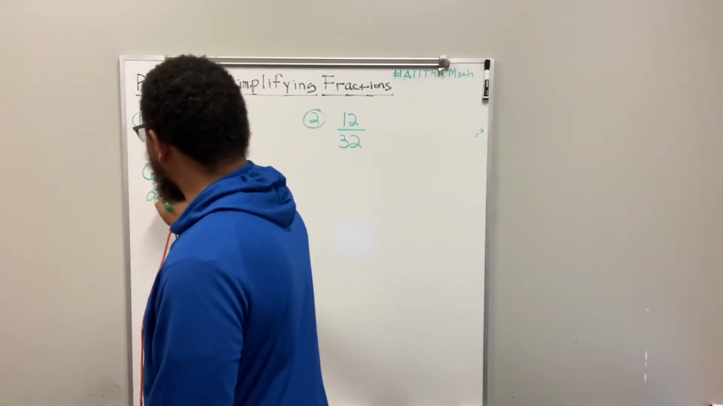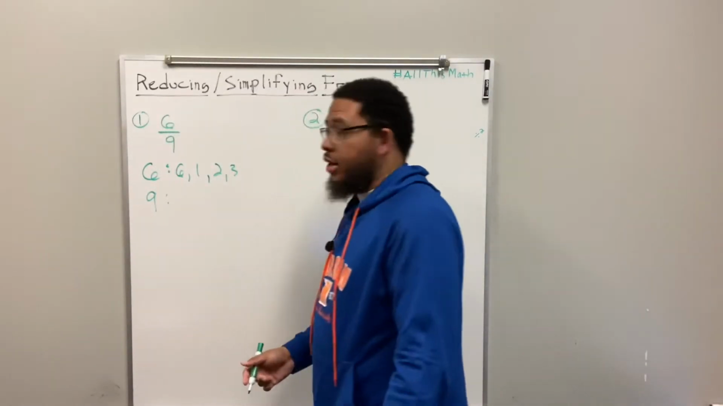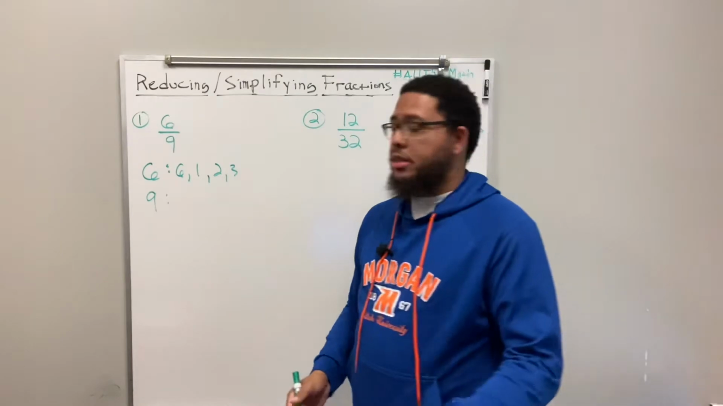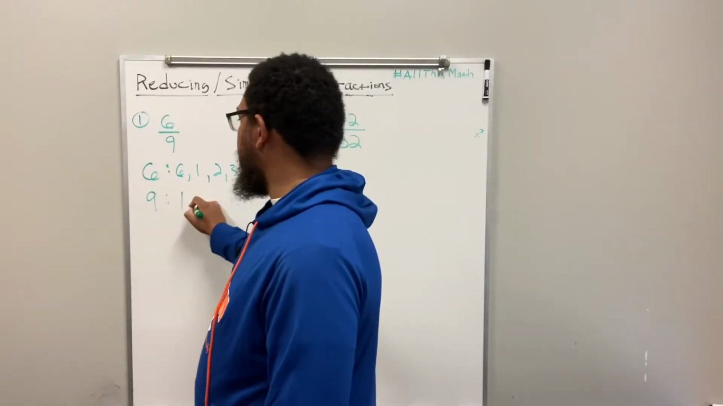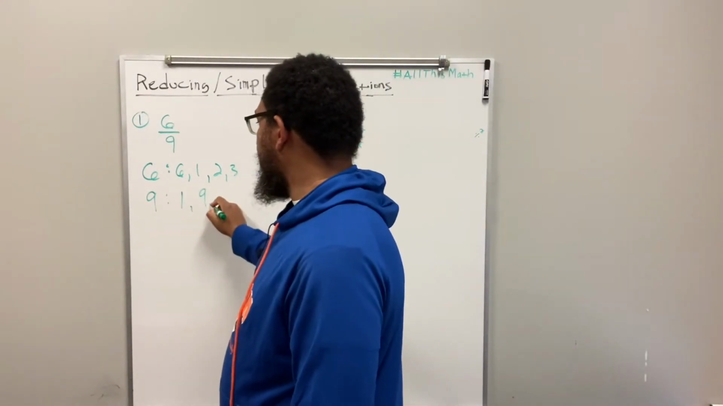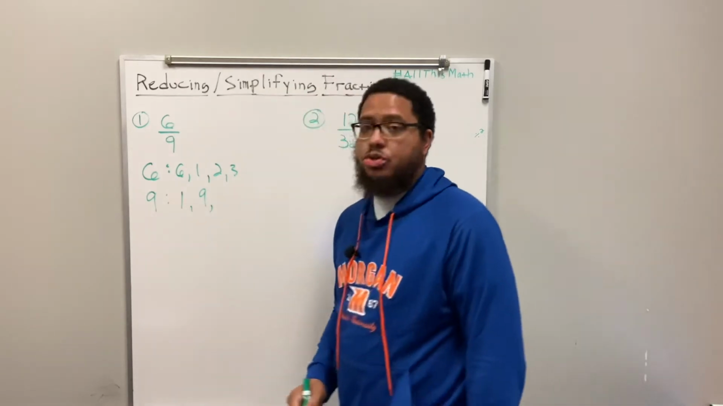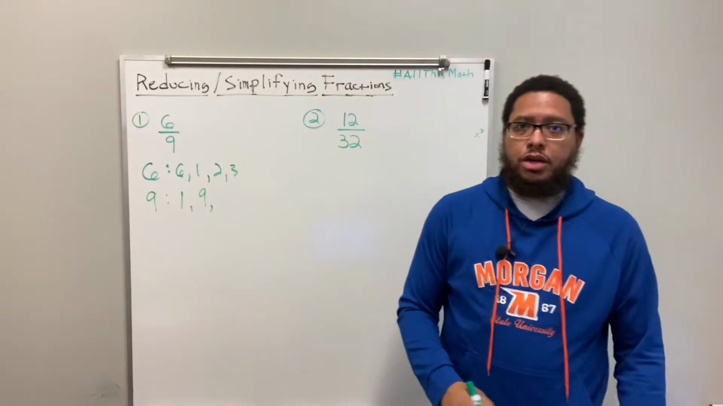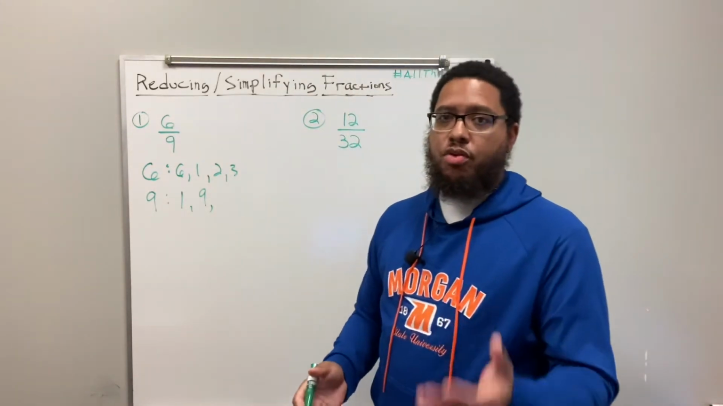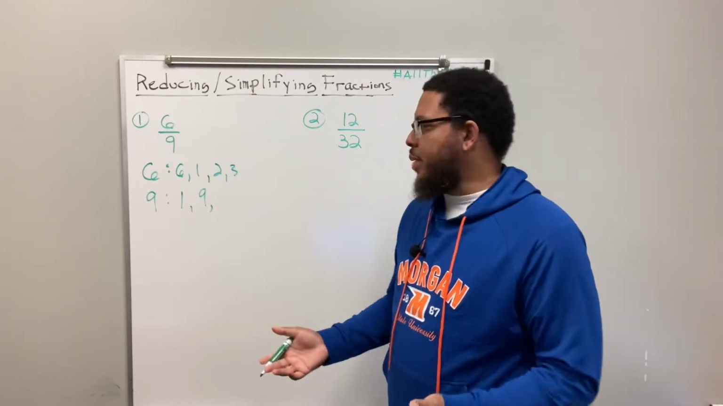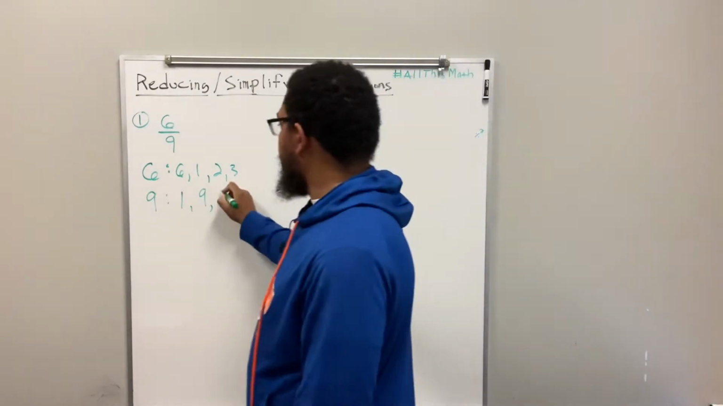So down here, write my 9, and I know that I can do 1 times 9 to get 9. So 1 and 9 are 2 of my factors. And then I also know that I could do 3 times 3 in order to arrive at 9. So I know 3 is a factor. I don't need to write the number 3 twice because it's the same number, right?